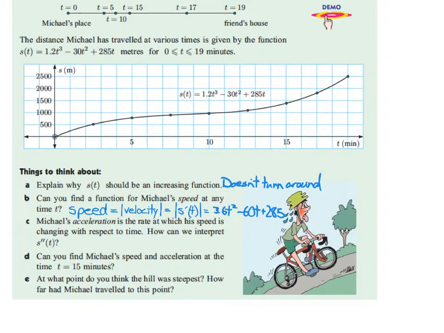How can we interpret S double prime of t? The second derivative is going to be the acceleration. It's the rate of change of the rate of change. S double prime is the derivative of velocity, and that is acceleration.